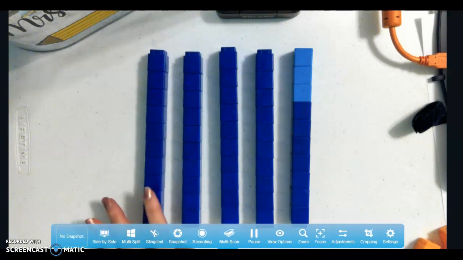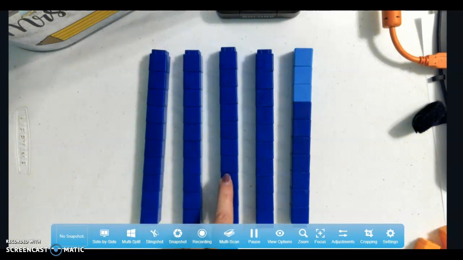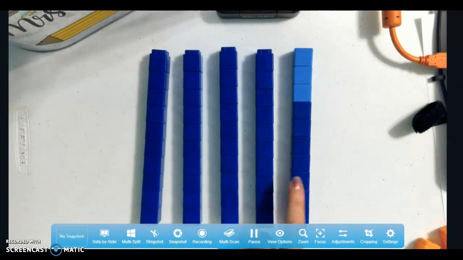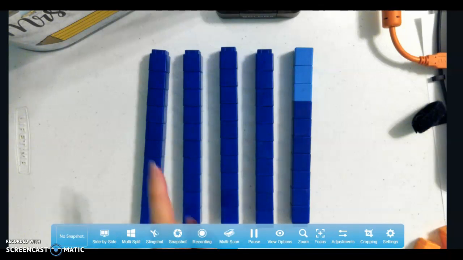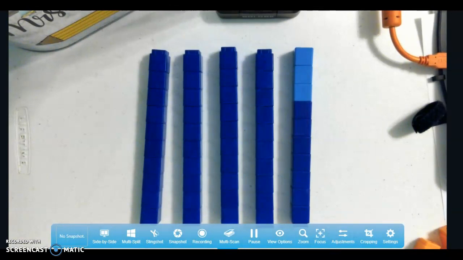Let's count them together. 1, 2, 3, 4, 5. 5 towers of 10. If there are 5 towers of 10, how many cubes are there in all? Take a minute to figure that out using one of your strategies.